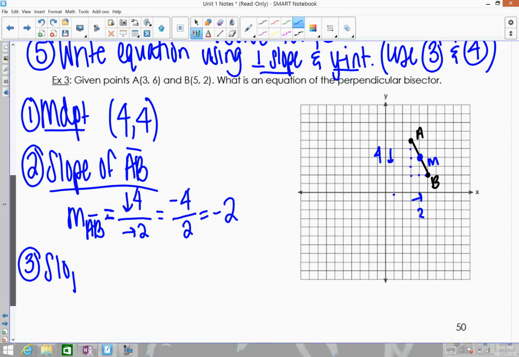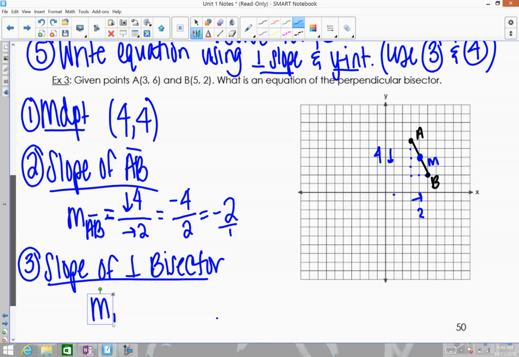The slope of the perpendicular bisector will be flip and negate this. Remember, this is like negative 2 over 1. If you flip and negate that, the perpendicular slope is going to be positive 1/2, which means on the graph, you're going up 1, right 2. It's always rise over run. Since it's positive, it's up. So the perpendicular bisector is going to go up 1, right 2, up 1, right 2. This is going to be my line, and then go backwards, down 1, left 2, down 1, left 2.